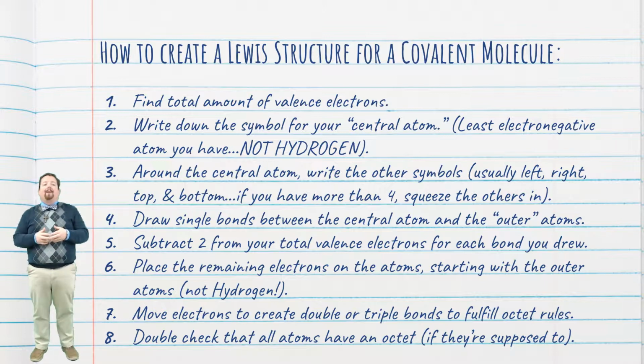Once you've placed all of your remaining electrons, check to see if you've got a full octet around each of your atoms. If you do, great, you're done. If you don't, convert some of your lone pairs of electrons into a bond. This is where we start getting into double or triple bonds. When you're finished, make sure all of the atoms follow the octet rule, if they're not one of the ones that we already talked about being an exception to the octet rule.